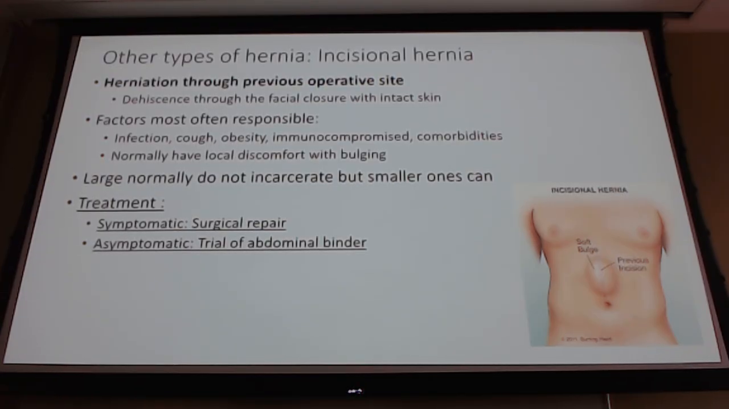Otherwise, we try to leave it open for a while and try to slowly close that defect up. If we can't get the fascia to close, then we'll just at least close the skin. And that's what we call a planned ventral hernia. Okay, it's still technically an incisional hernia because we did the initial cut.